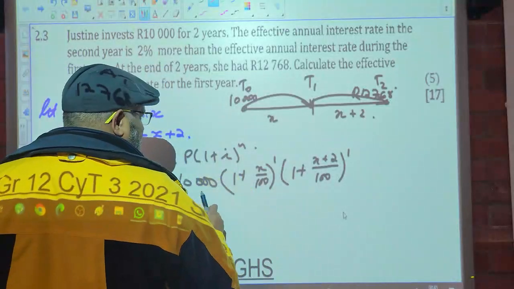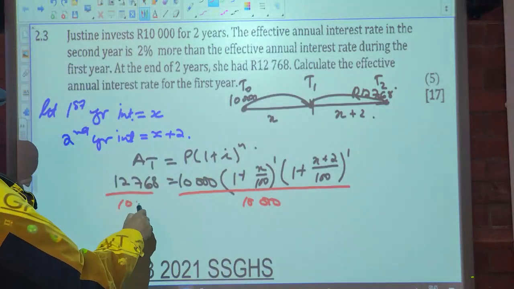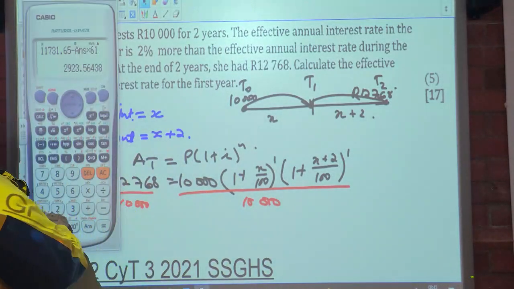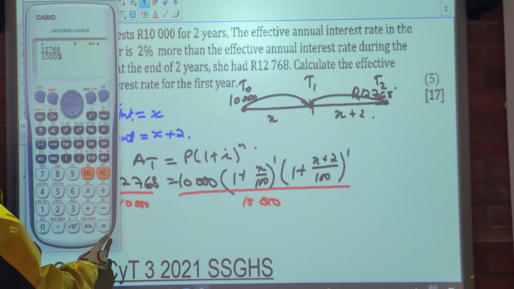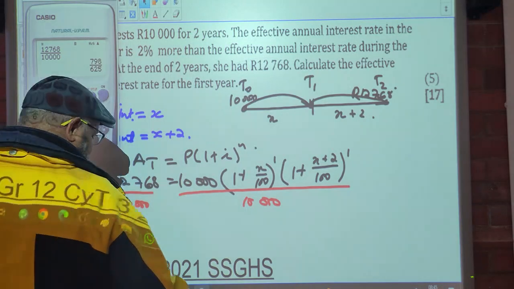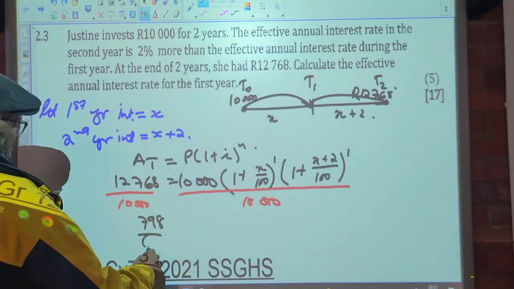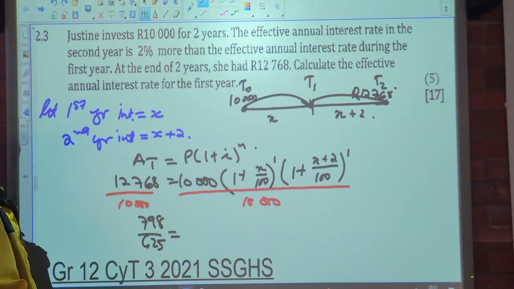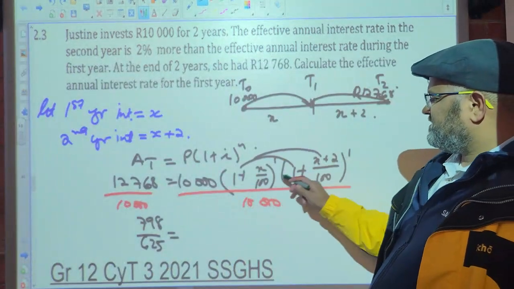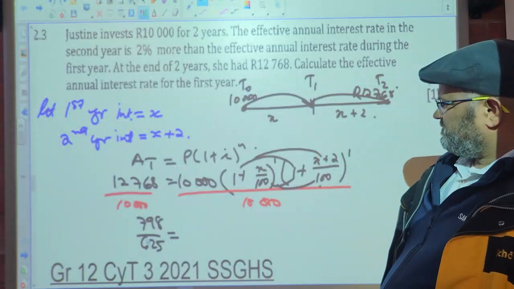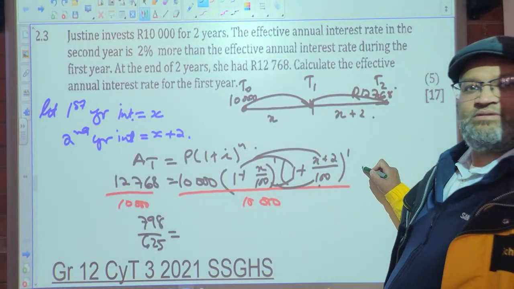So to solve for X, I'm going to divide both sides by 10,000. So it's going to be 12,768 over 10,000. That gives you 798 over 625. So that's equal to the story here. Okay, so what I'm going to do is get rid of this bracket here in pursuit of calculating X. Is this the right formula I've set up? Let's check the memo then.